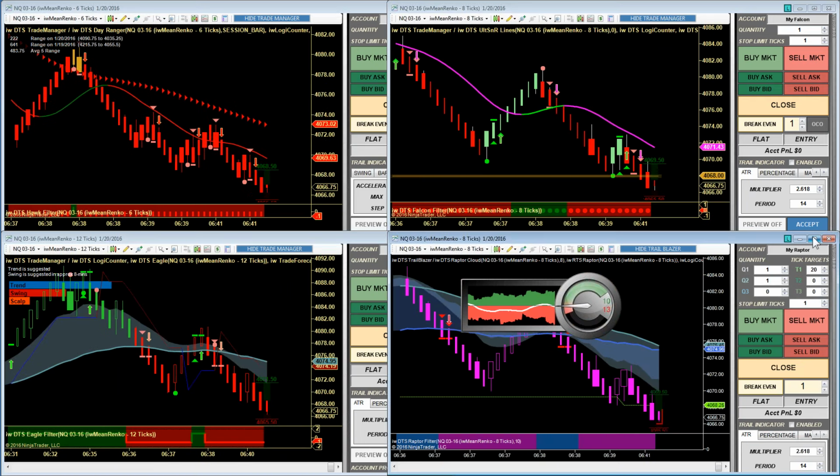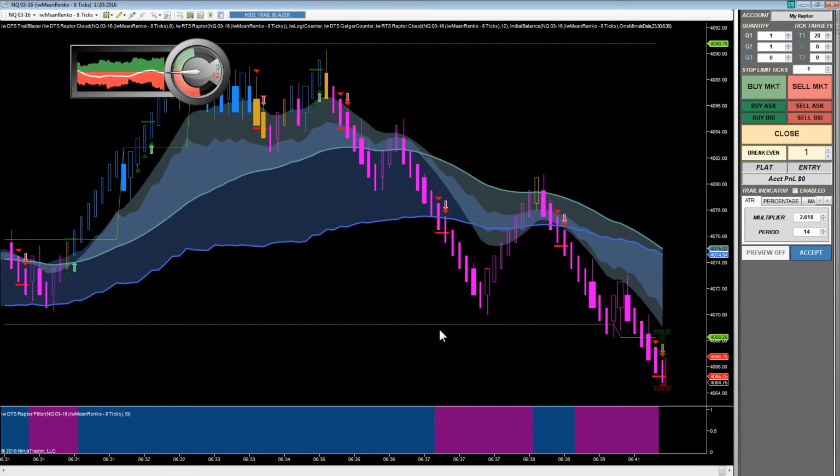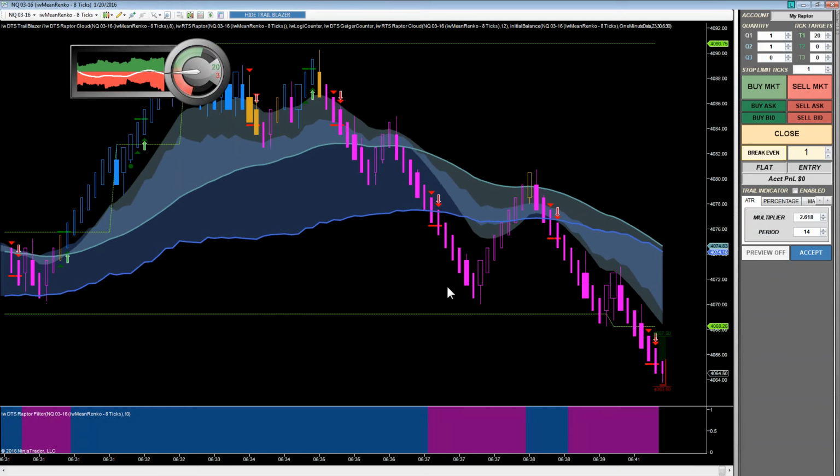And I'll address the Raptor real quick here. The Raptor, this is the latest addition to the DTS family. It incorporates elements of the other three trading tools. The Raptor has elements of the Hawk, the Eagle, you can see the Eagle band in here, and the Falcon.